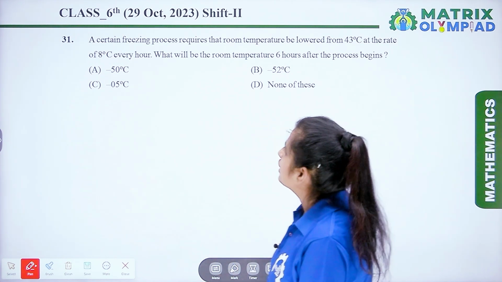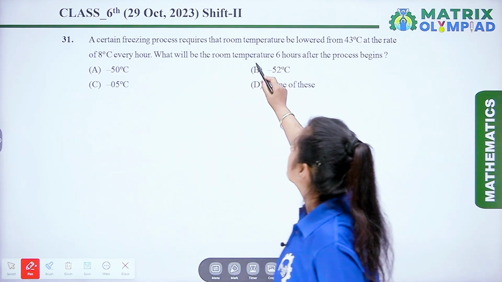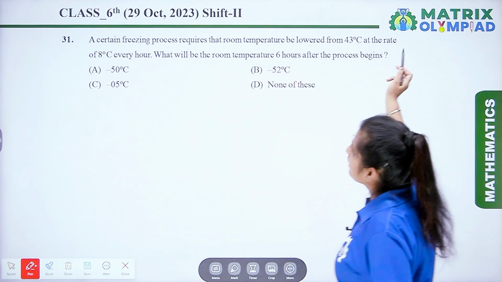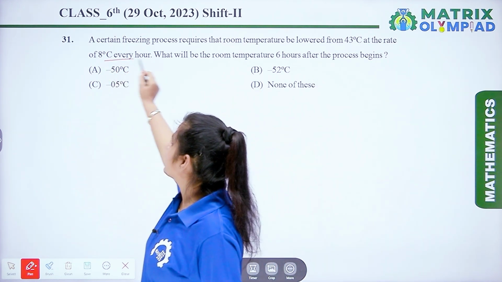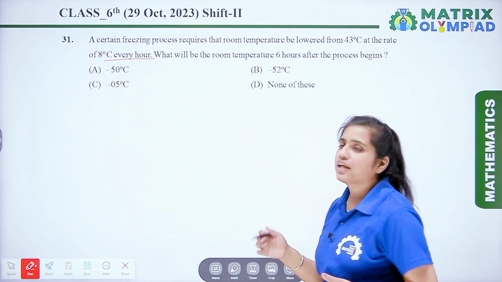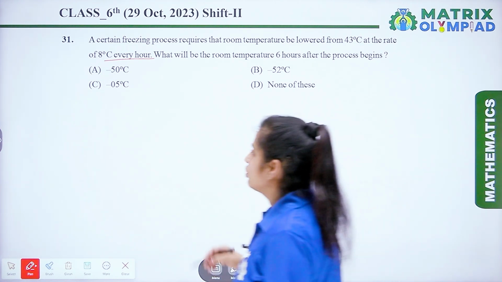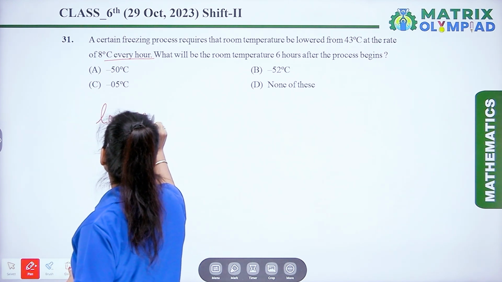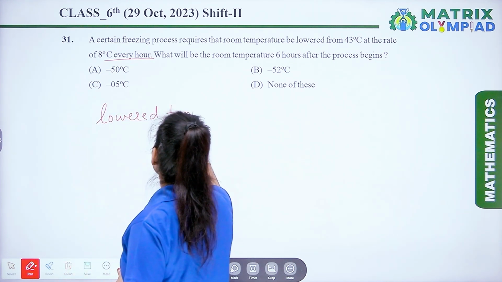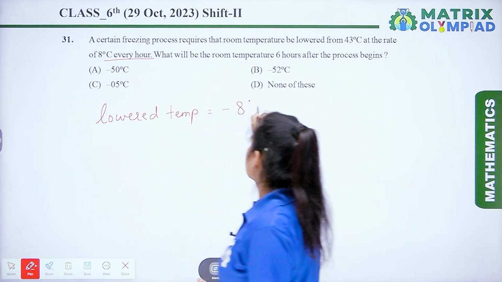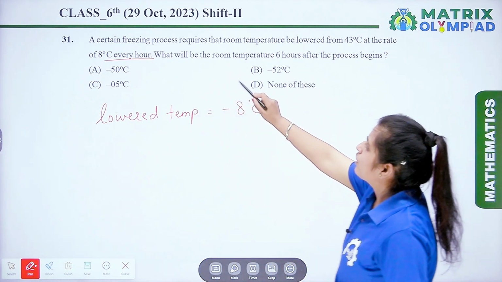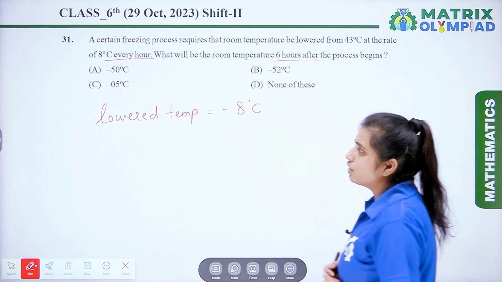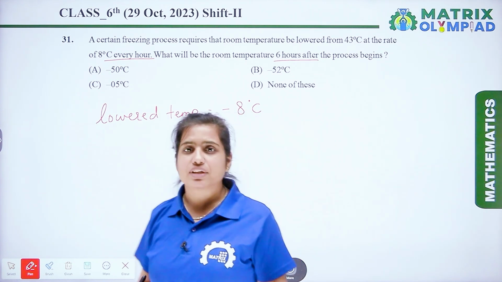Question number 31. A certain freezing process requires that room temperature be lowered from 43 degrees Celsius at the rate of 8 degrees Celsius every hour. It means every hour 8 degrees Celsius is lowering down. So we can represent this lower temperature by the negative sign, that is -8 degrees Celsius. What will be the room temperature 6 hours after the process begins? So we have to find out the room temperature after 6 hours.